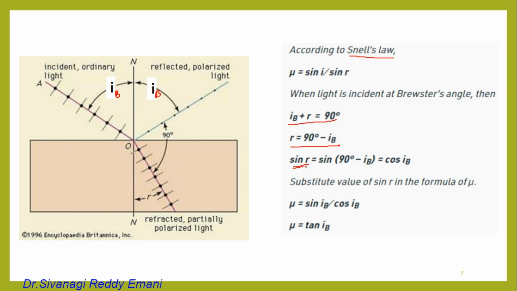So sin R can be written by replacing R with 90 minus IB. Sin of 90 minus IB is in the first quadrant, so it is positive, and it equals cos IB. Substituting this cos IB in Snell's law gives sin IB by cos IB equals mu, that is, mu equals tan IB. This is nothing but Brewster's law.